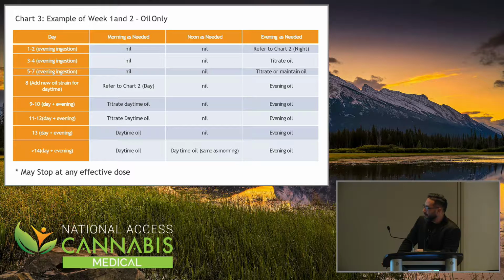day 11, day 12, you have the morning, and then you see your evening oil, and day 13, a daytime oil, which is the higher CBD stuff, and the higher THC stuff to help them sleep. And then, of course, after greater than 2 weeks, they can start using it morning, noon, and night.